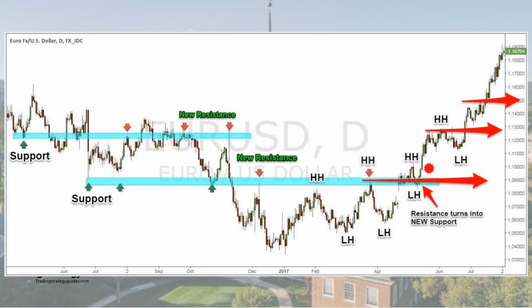Note the point at which it becomes an uptrend occurs as prices break the previous resistance, the price continues to hold above that broken resistance and proceeds with a series of higher highs and higher lows.